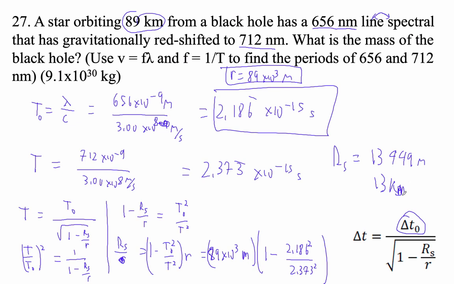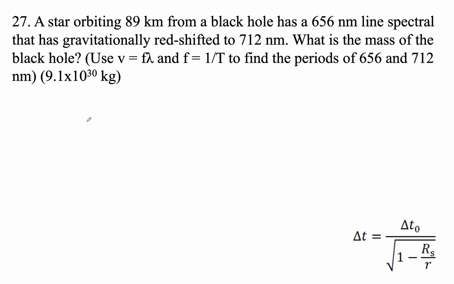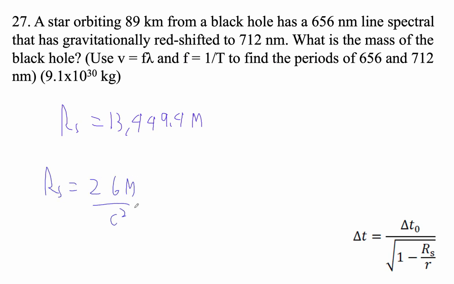And then, what is the mass of the black hole? Now that we've got the Schwarzschild radius, we can find the mass. I'm going to erase the screen for more space. Our Schwarzschild radius is roughly 13,449.4 meters. The Schwarzschild radius is 2GM over c squared, so the mass is c squared times the Schwarzschild radius over 2G.